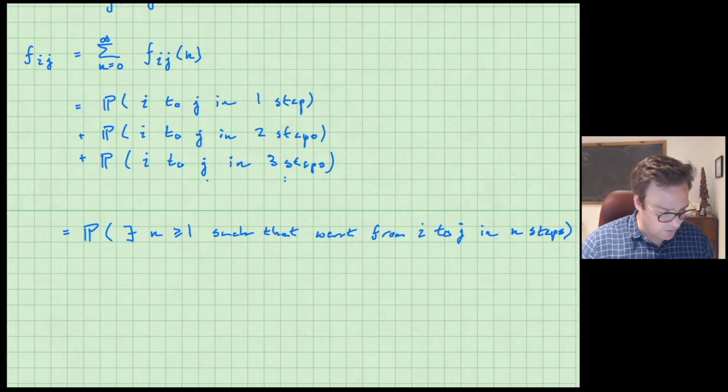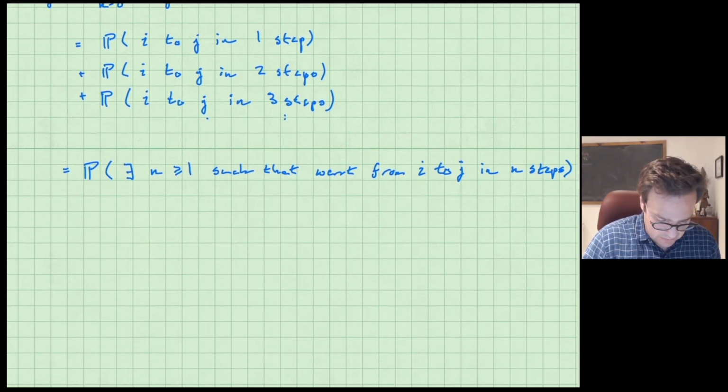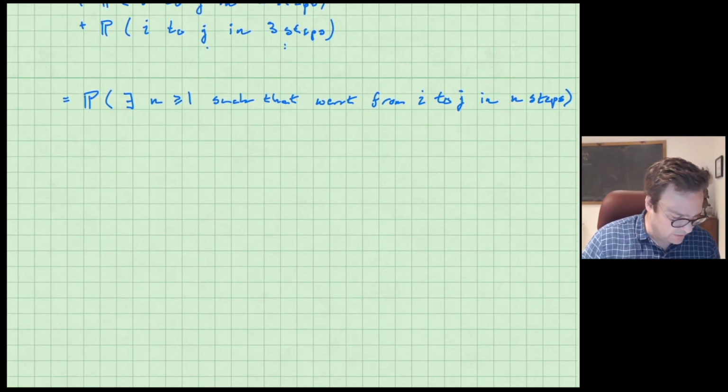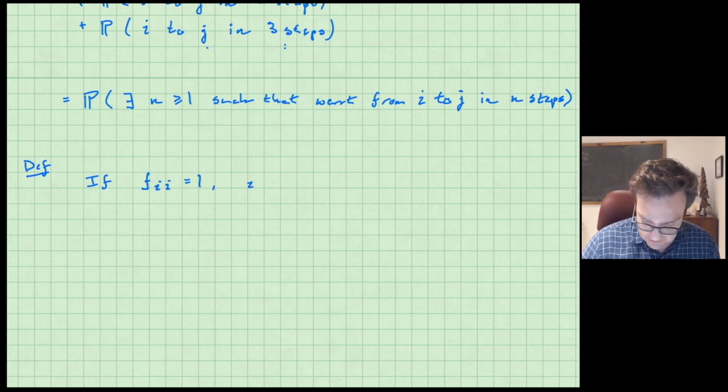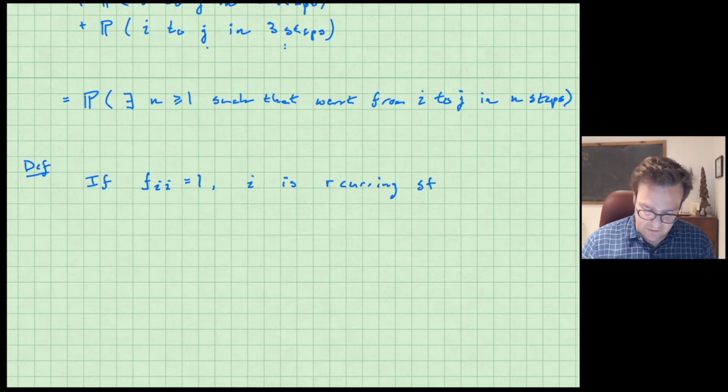Okay. All right, now we're going to introduce another kind of state. We say that if a state I is such that F_ii is equal to 1, then I is called a recurring state. I should probably write this better for a definition. So this is called a recurring state.